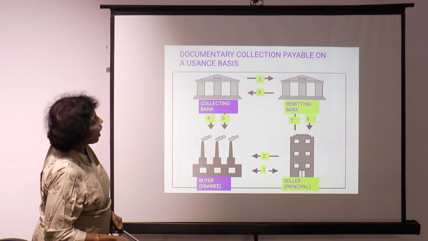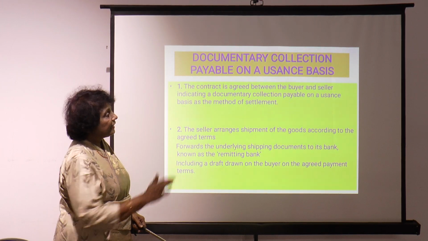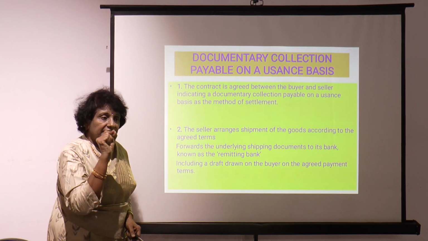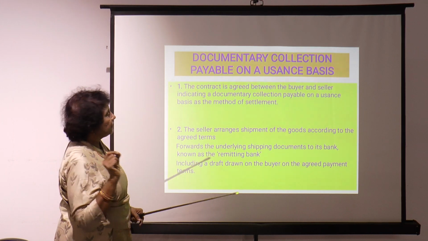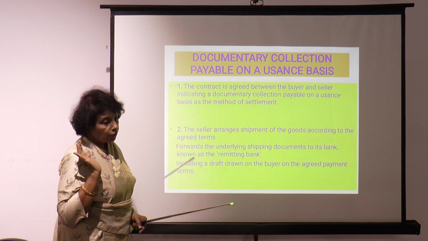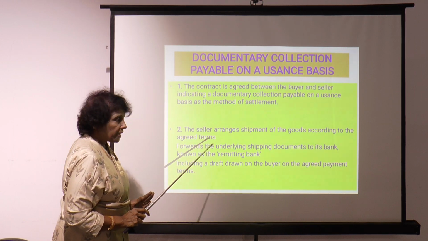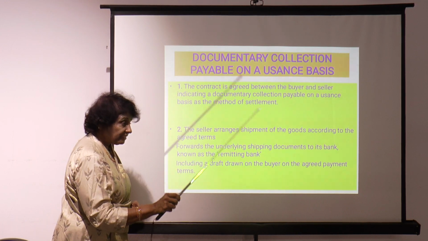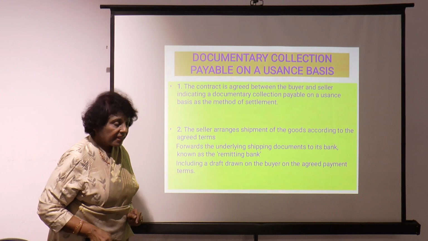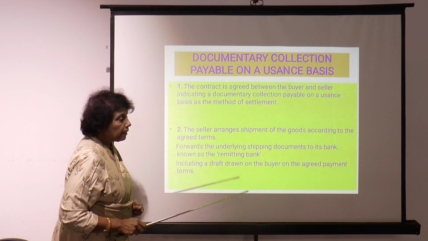Now, let's see how this contract happens on usance basis. The contract is agreed between the buyer and seller. What is the method of payment? Documentary collection payable on usance basis. This is the method of settlement. Seller will arrange shipment of the goods according to the agreed terms. He will forward the underlying shipping documents to his bank. What is the seller's bank known as? Remitting bank. Including a draft drawn on the buyer.